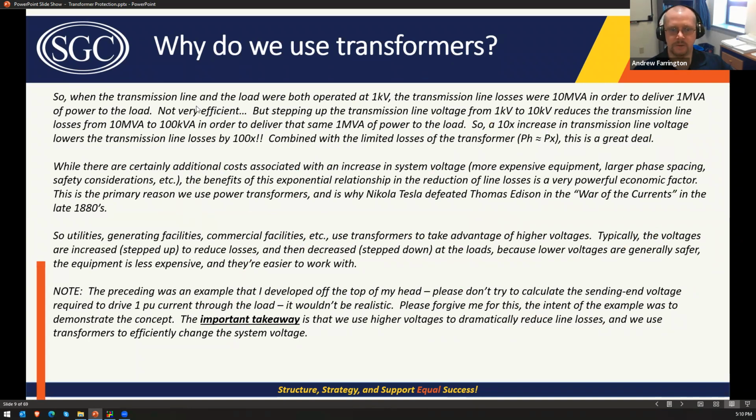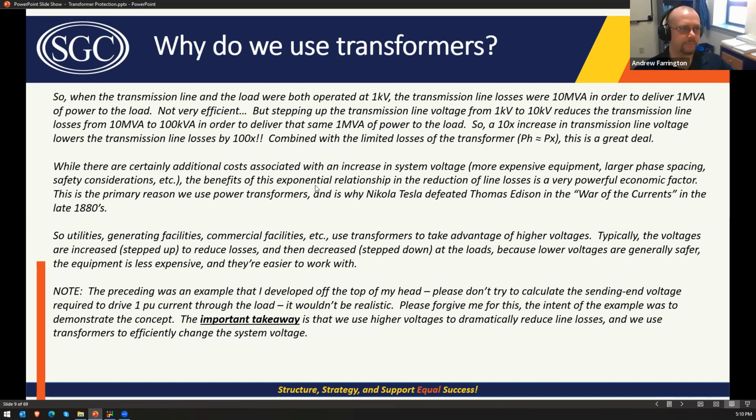This slide kind of summarizes what we just talked about. When they were both operated at 1 kV, the transmission line losses were 10 MVA to deliver 1 MVA of power to load, which is not very efficient. Increasing from 1 kV to 10 kV decreases the losses from 10 MVA to 100 kVA. So that lowered the transmission line losses by 100 times.